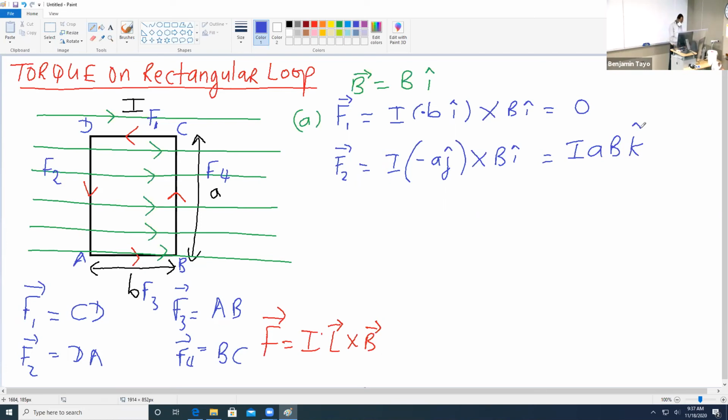Does everyone agree with that? Okay. Now let's calculate the force F3. Do we need to calculate F3? No, it should be 0, right? Because if F1 is 0, then F3 should be 0 as well. So F3 is 0. How about F4? It's just negative F2. You can do the math, but this would be negative I B a K hat.